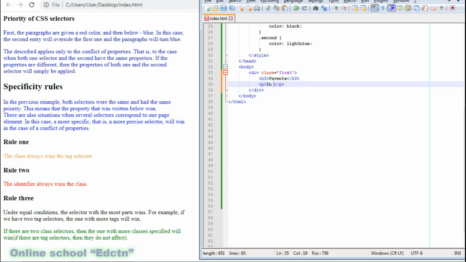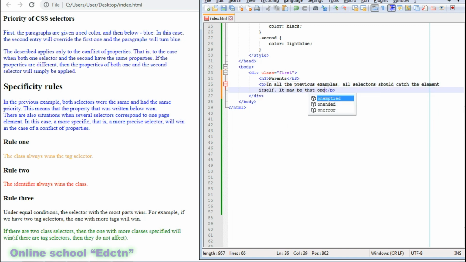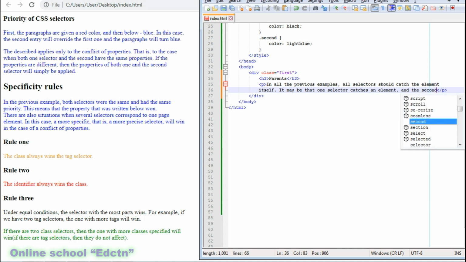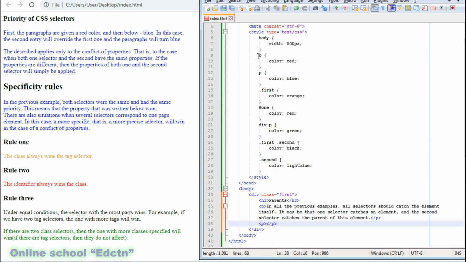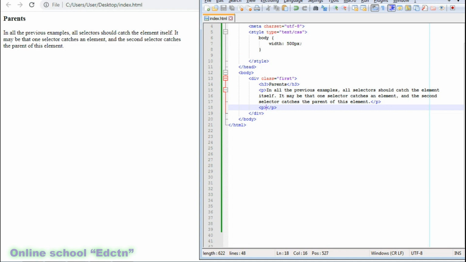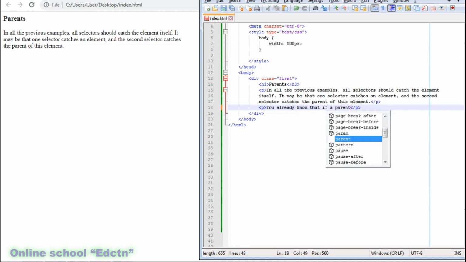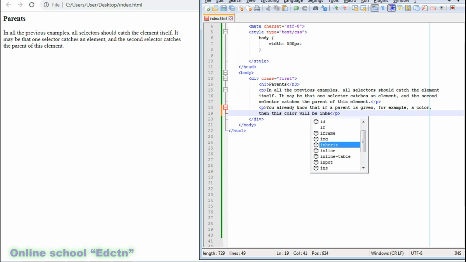Parents. In all the previous examples, all selectors should catch the element itself. It may be that one selector catches an element, and the second selector catches the parent of this element. You already know that if a parent is given, for example, a color, then this color will be inherited by the child.